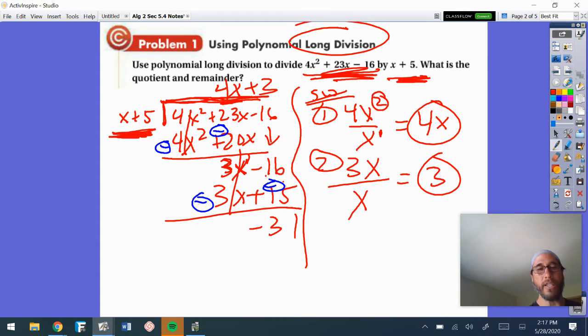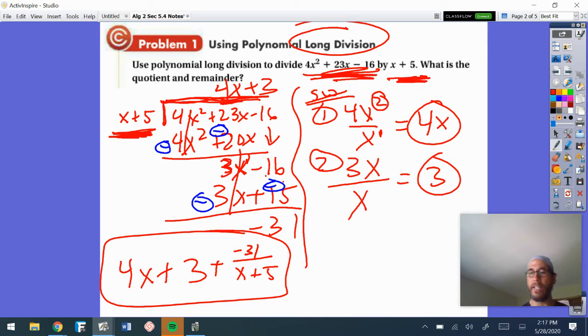So my quotient would be 4x plus 3 and my remainder. Okay, and I always like to write the remainder like this. So it's like plus, you got some remainder. It's negative 31 over your divisor, right? You can't go anymore. So that is how we're going to write our answers, okay?